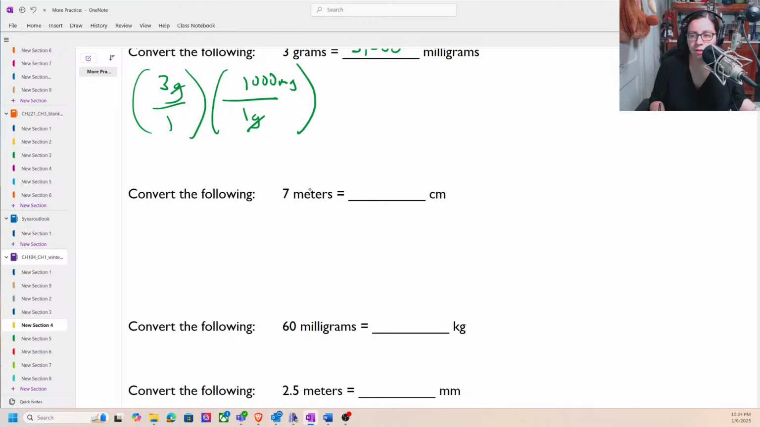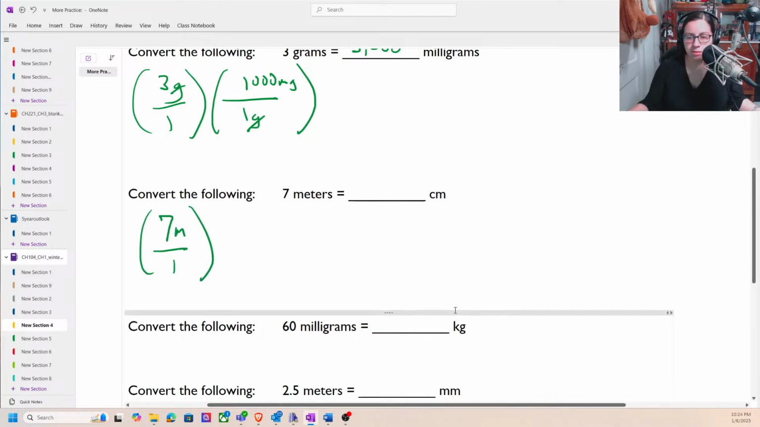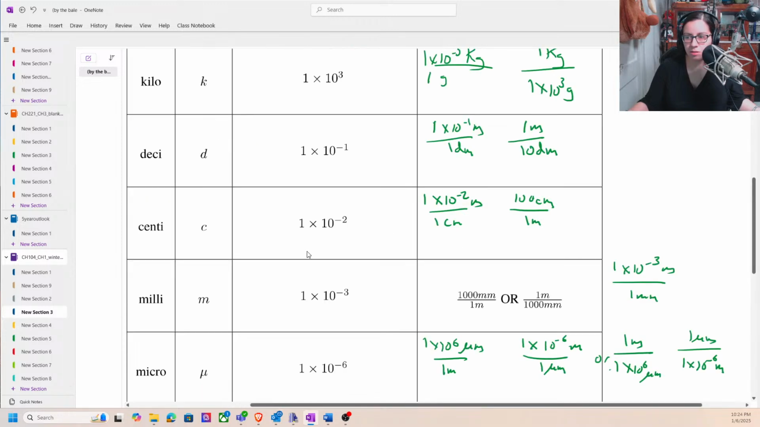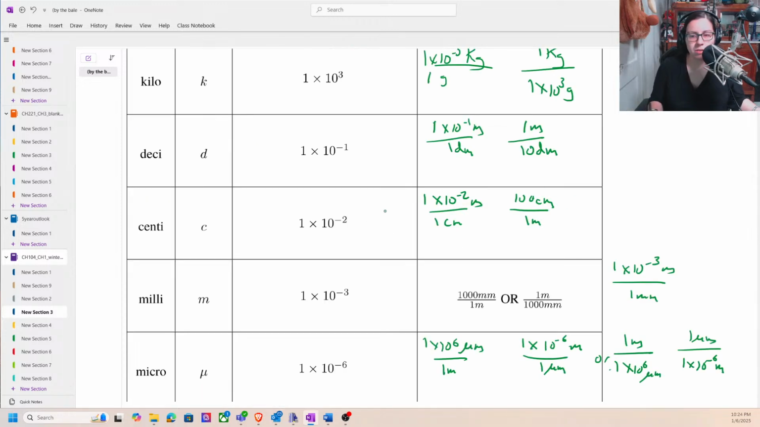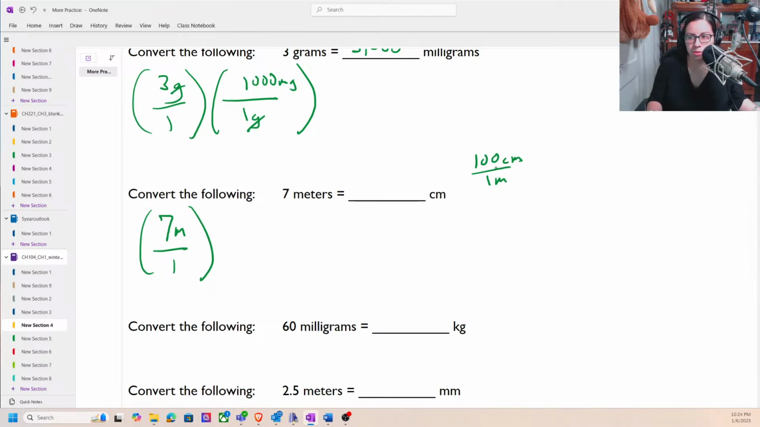With our next one here, again, I'll set up our process, 7 meters. What we're starting with, centimeters. Let's go back and look at our conversion factor. Okay, there's 100 centimeters in 1 meter. I'll use that. And it works how I've written it, right? 1 meter on bottom, 100 centimeters on top. Meters cancels out, leaving us with 700 centimeters.